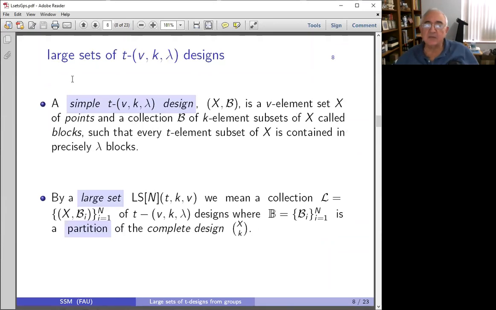Here I'm defining what we mean by a simple t-v-k-lambda design. I'm sure that everyone knows this, and I'm not going to spend more time on it because we don't have that much time. Now, by a large set LS(N, t, k, v), we mean a collection (X, B_i), i going from 1 to N, of t-v-k-lambda designs where the B_i's form a partition of the complete design X choose k.